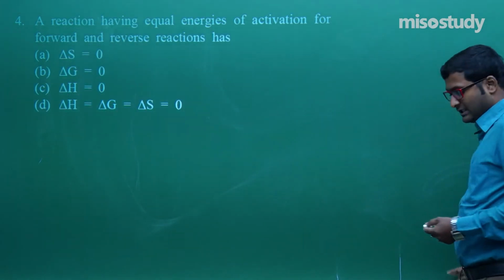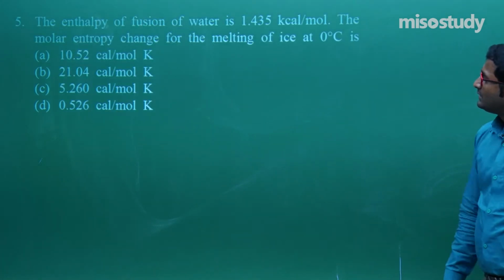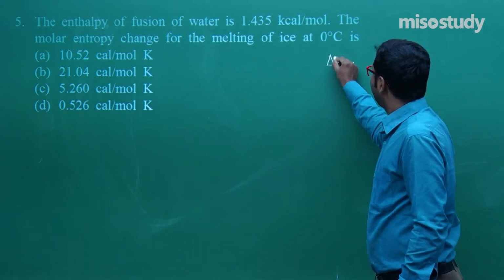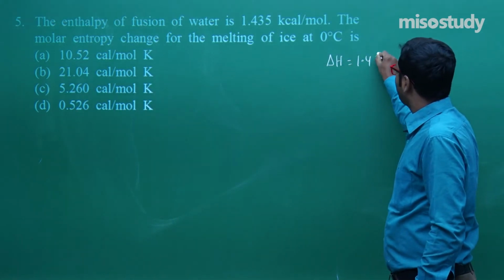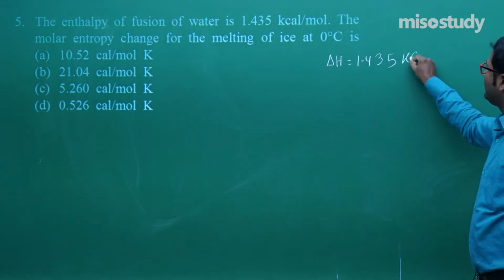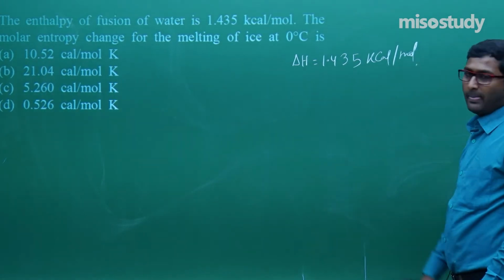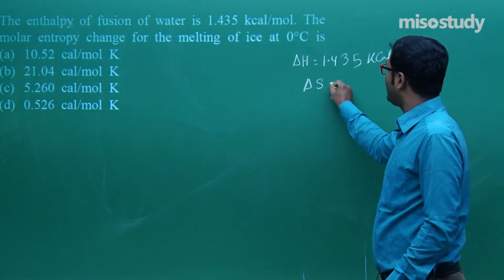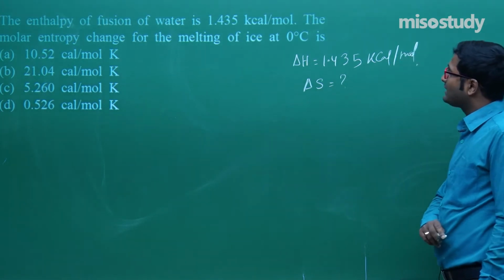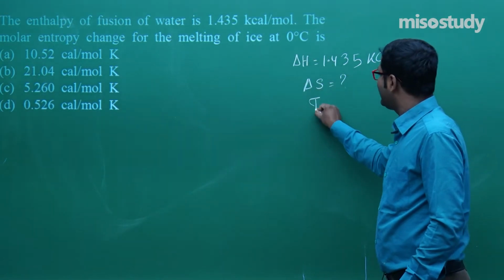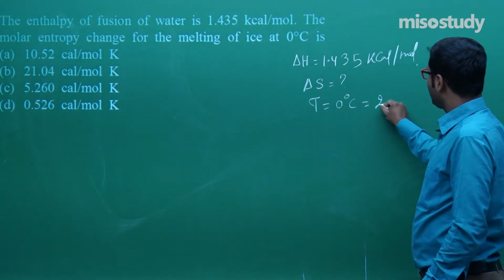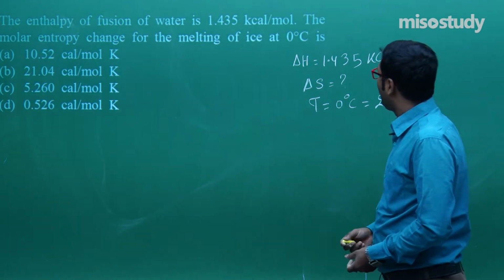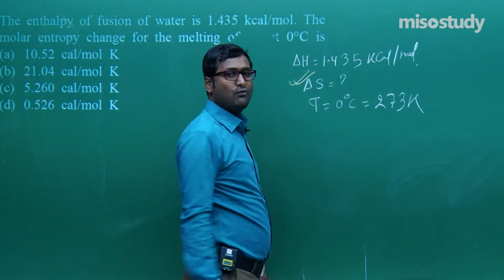Now the next question is, check it out. The enthalpy of fusion of water is given here: delta H is equal to 1.435 kilocalorie per mole. Now we have to find the molar entropy change, that is, the value of delta S for the melting of ice. T here is given as 0 degree, and convert it into Kelvin. This is the standard unit. T is equal to 273 Kelvin. What we have to find, look at friend, we have to find delta S.